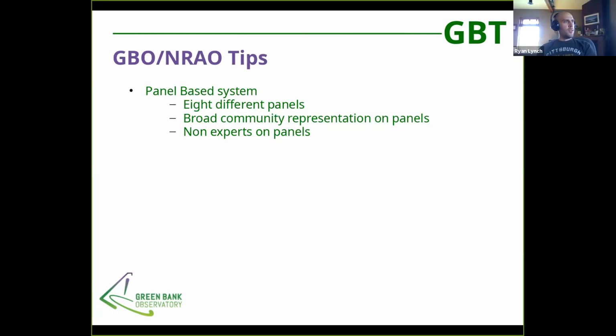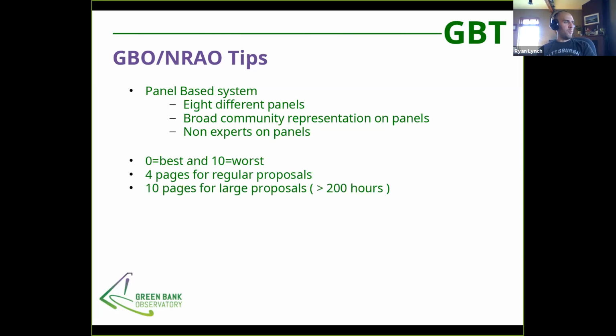So there are 8 different scientific panels. These panels jointly review all the proposals that GBO and NRAO get. So that includes VLA and VLBA, not ALMA, that's a whole different thing. But VLA and VLBA and Green Bank. So they're judged across all of these. You will get a numerical weighted grade. It's a little bit backwards, but 0 is the best, 10 is the worst. So you want to see a low score, even though that might seem counterintuitive.